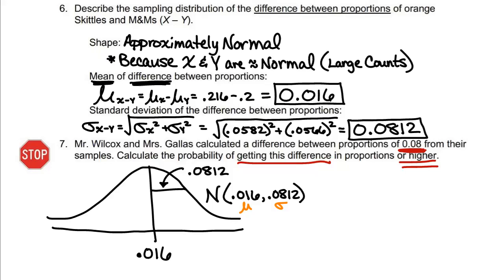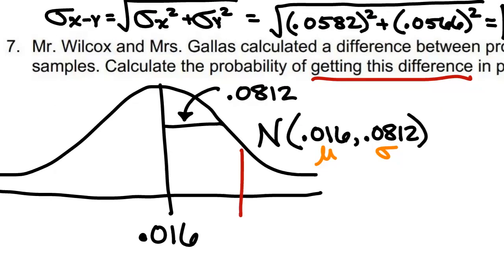Think about it like money. 0.01, that's like a penny, right? 0.08 is like 8 cents. Which one's bigger? 8 cents. 0.08 is bigger, so it's going to go on the right. So 0.08 is somewhere over here. It says 0.08 or what? Getting this difference in proportions or greater or higher. So this is what we're looking for the probability of.